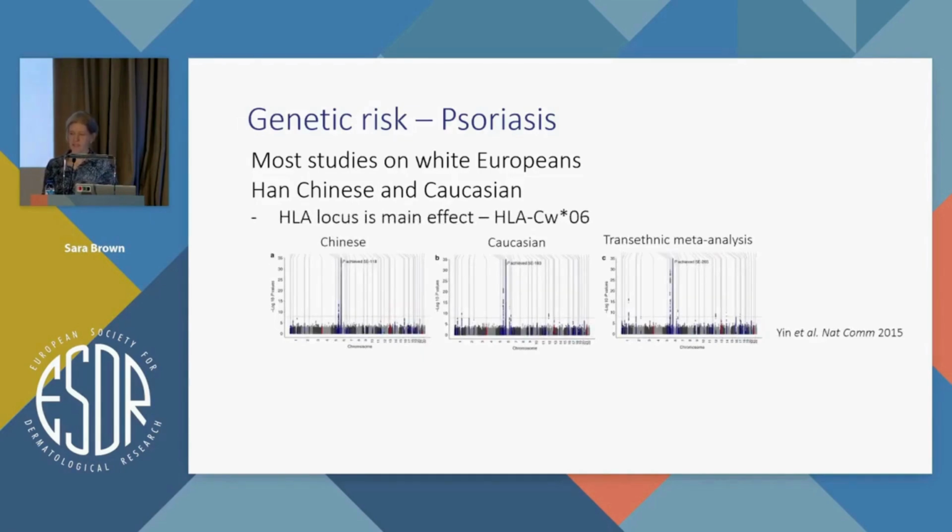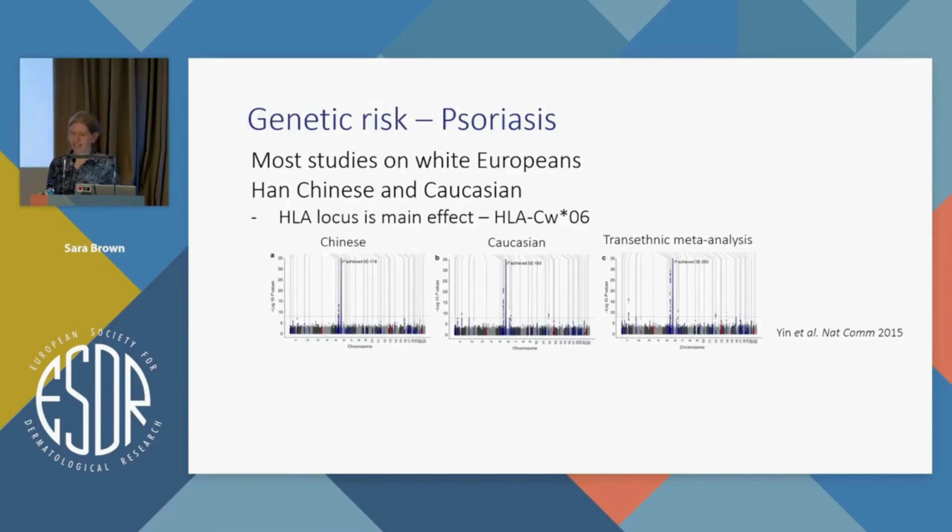And this was a study published in 2015, and I've deliberately made the graphs a bit too small for you to read, but hopefully you can see in the Chinese population there's one massive peak, in the Caucasian population there's one massive peak, and when you put them together there's an even more highly significant peak, with a p-value of 10 to the minus 265. It's ridiculously statistically significant.